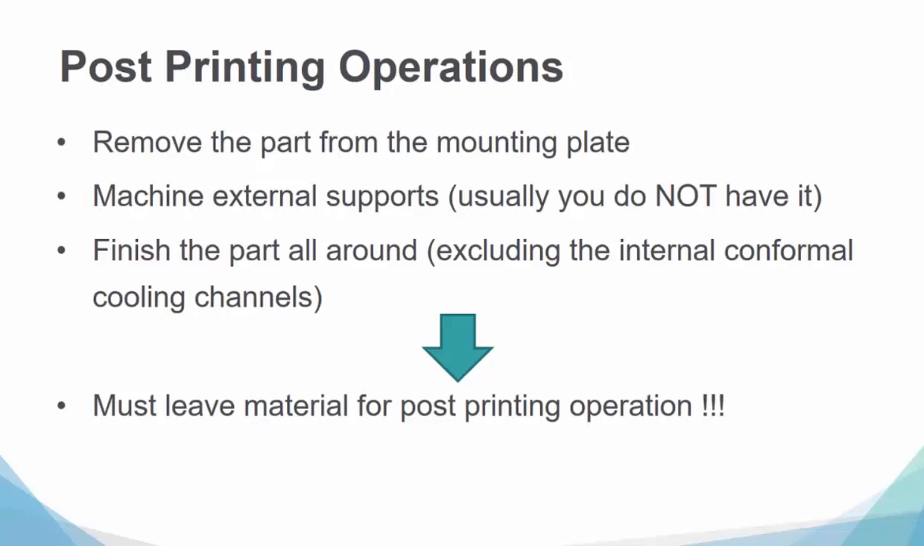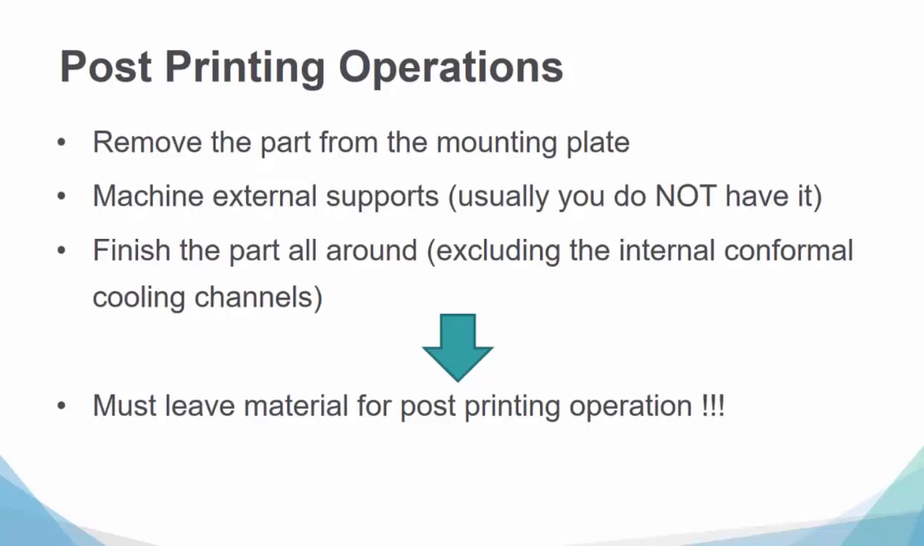So let's talk now about what we need to do after we've printed it. We showed you that you need to take the part off the mounting plate. Typically that's done just by mounting it up on a wire EDM and wire cutting it. That's the simplest way. It's very unlikely that you would have any external supports when building a core cavity. That's because it comes down to a flat bottom on a mounting plate, and there's nothing hanging out over the sides like some other printed models that would need external supports.